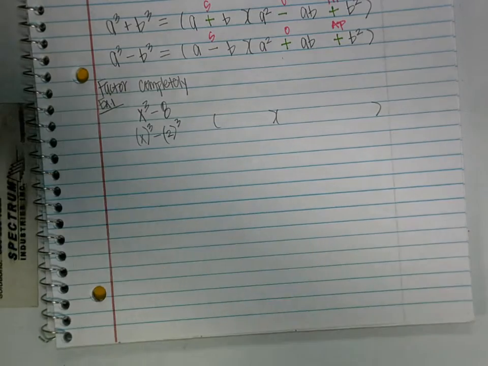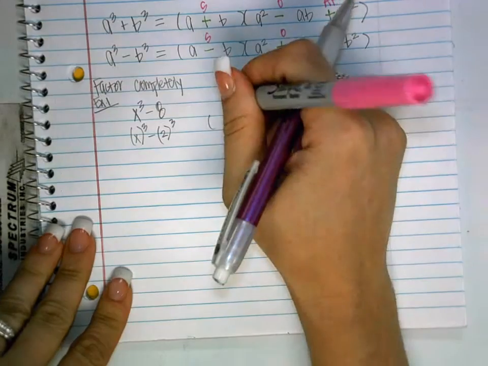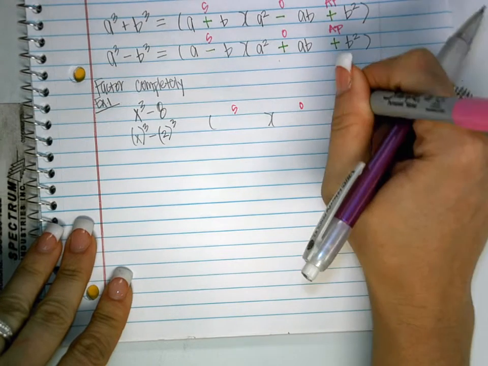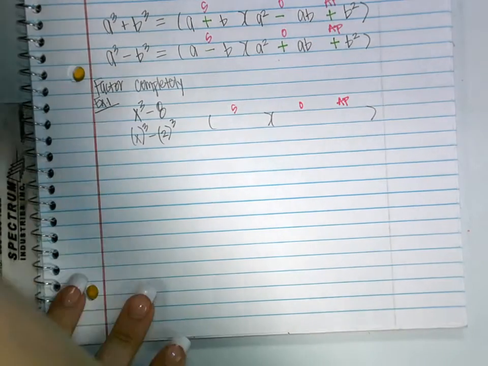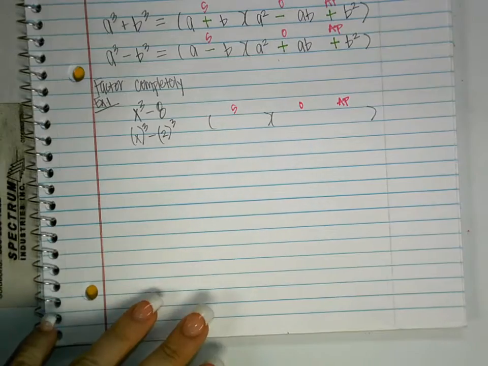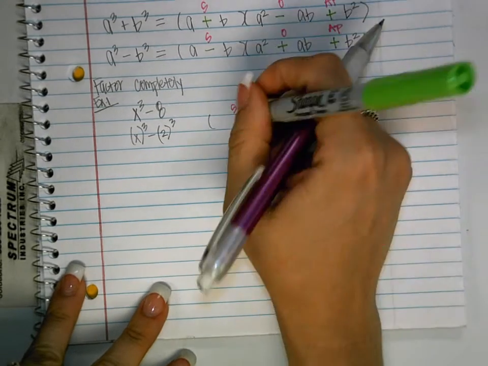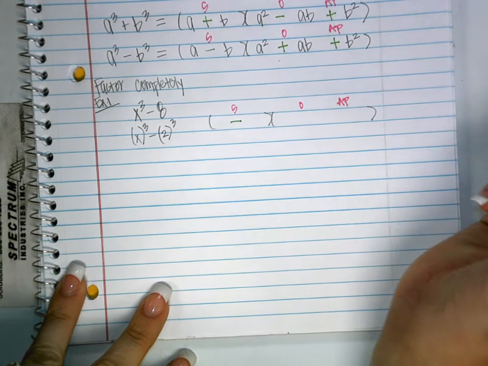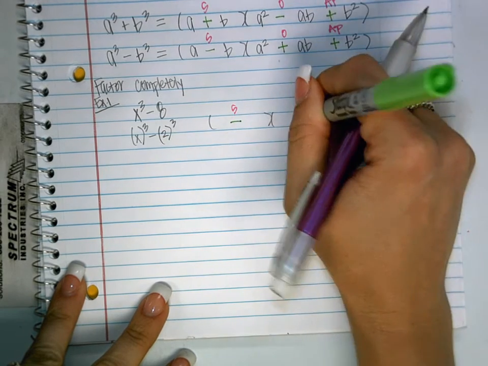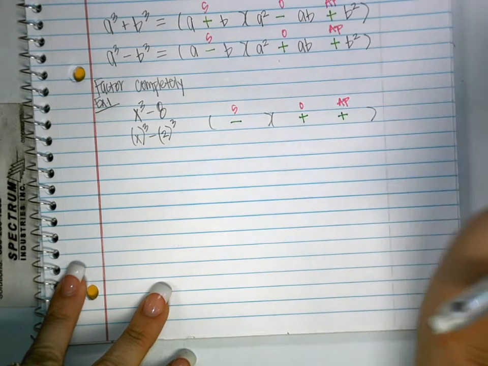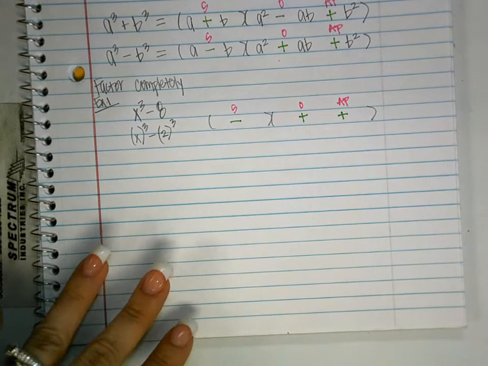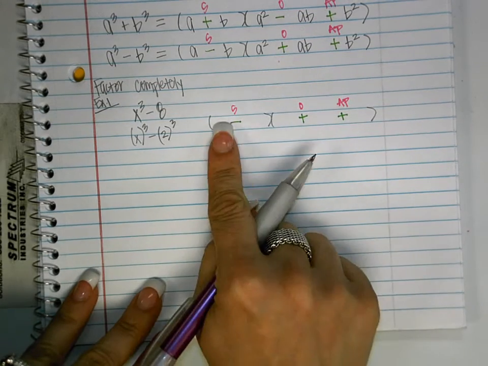First thing you want to do is write out SOAP, literally write S-O-A-P above your parentheses. It will help you. Then put in your signs. Same sign here would be negative. Opposite is positive. AP, always positive. The last one is always positive. Then put in your terms.